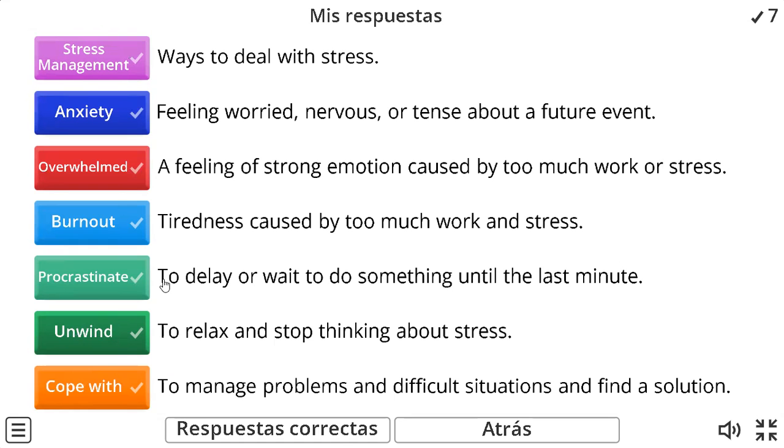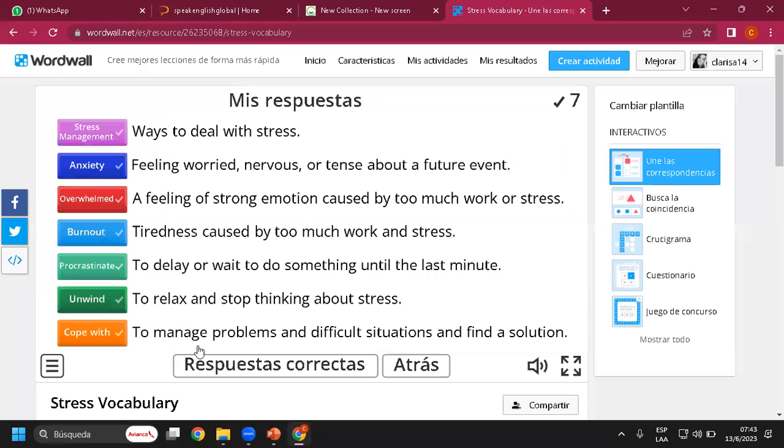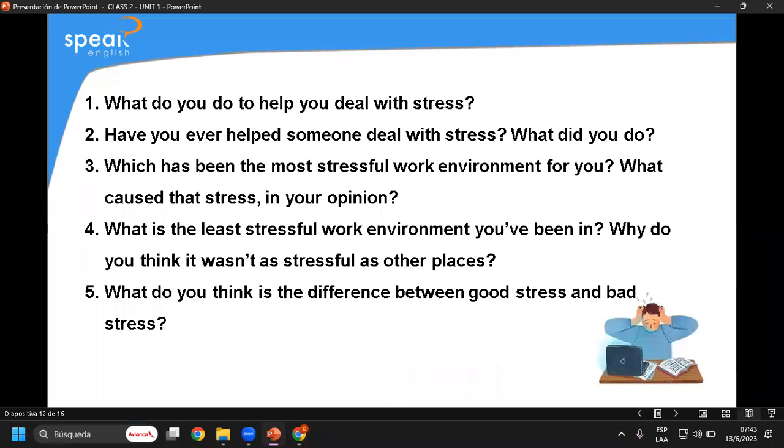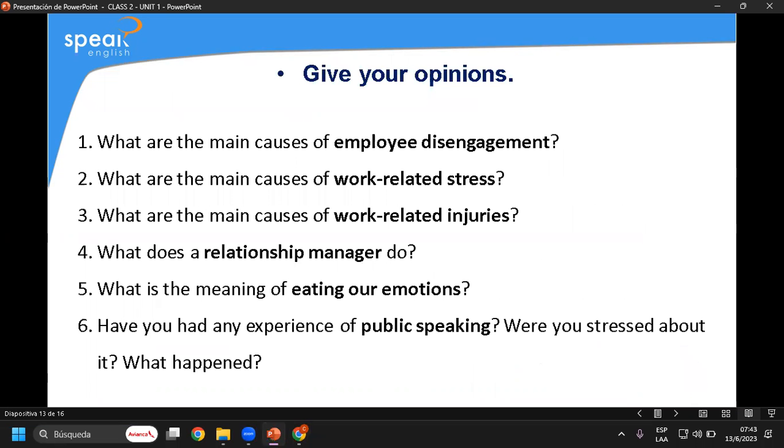I will ask you later just to see if you remember the words. Now, discussing this topic about stress, we have some questions over here, but I think that we are going to omit them because of the time, because the idea is to check more vocabulary. So we got here different words like employee, disengagement. Have you ever heard that?